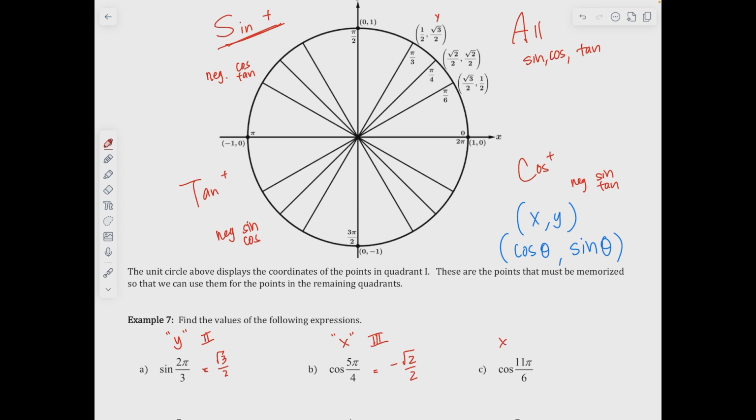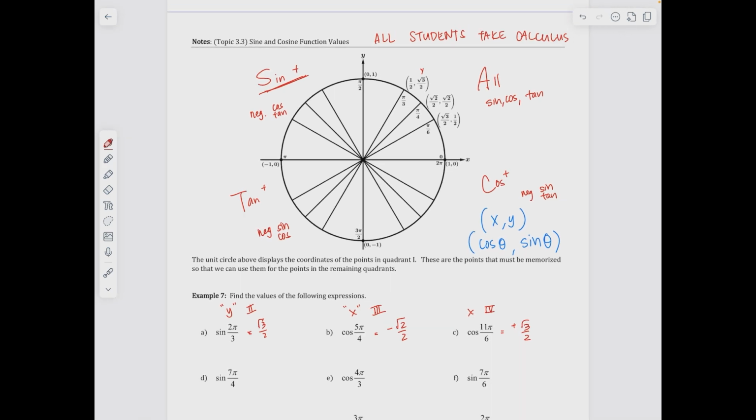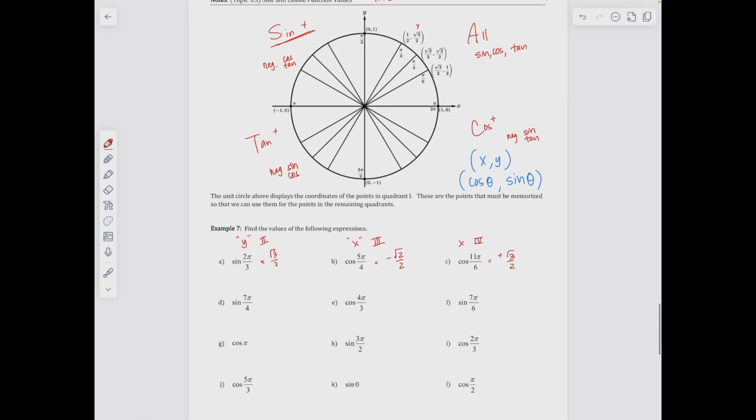Okay. Letter C, cosine is the x-coordinate. 11 pi over 6 is in quadrant number 4. All Students Take Calculus. That means I know that my answer is positive because it's in quadrant number 4. So 11 pi over 6 means that I take a look at my pi over 6 over here. Okay, and my x-coordinate is root 3 over 2. So therefore my answer is a positive root 3 over 2. So that's how I'm using this without even filling in the unit circle. I'm just using quadrant number 1 and the idea of symmetry.